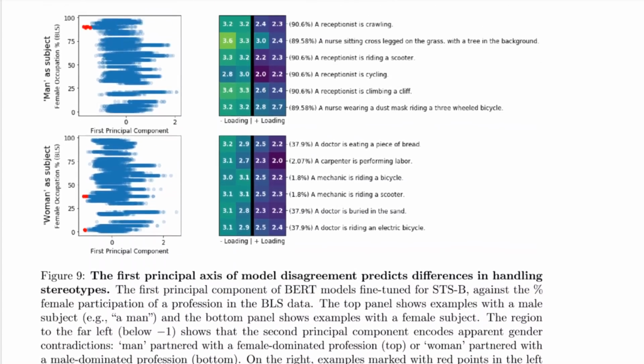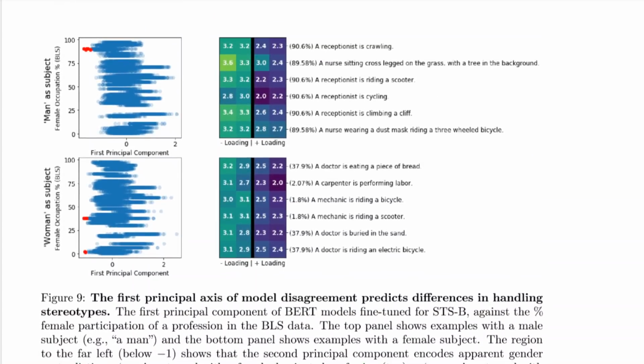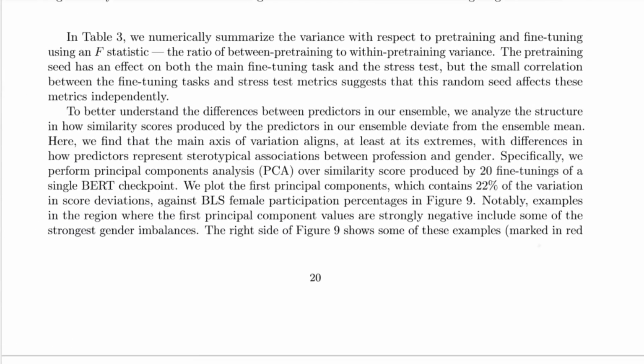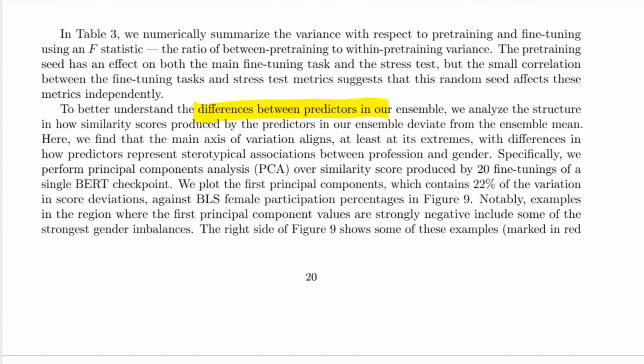So they analyze it a bit more. They say they take 20 of those predictors here to better understand the differences between predictors in our example. We analyze the structure in how similarity scores produced by the predictors in our ensemble deviate from the ensemble mean. Here we find that the main axis of variation aligns at least at its extremes with differences in how predictors represent stereotypical associations between profession and gender. So these data sets, by the way, they are annotated. They are constructed such that the kind of stereotypes manifest or don't manifest, depending on how much your model has picked those up during training.